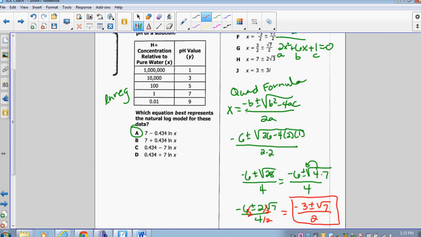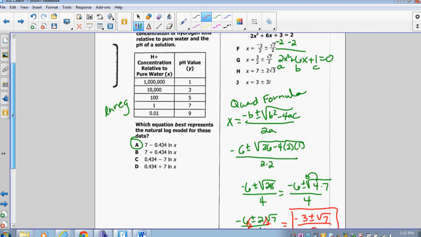And let's see. That's going to match negative 3/2. Looks like the first one.